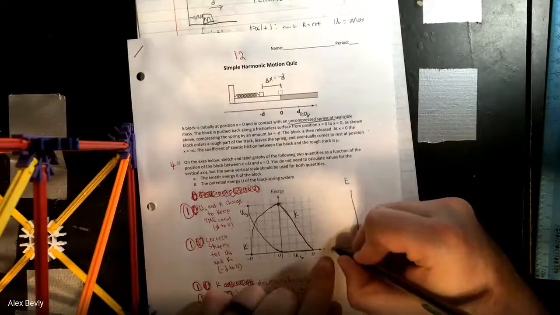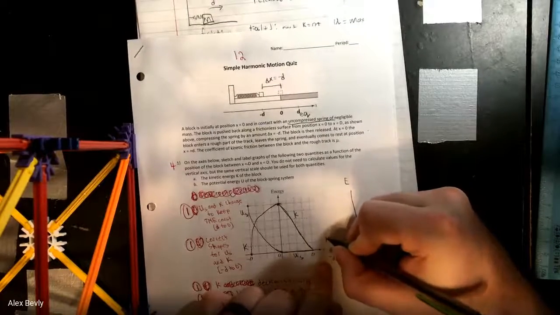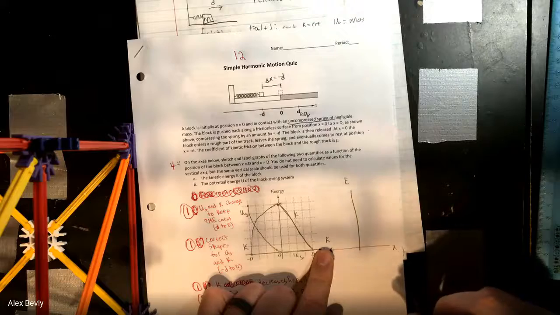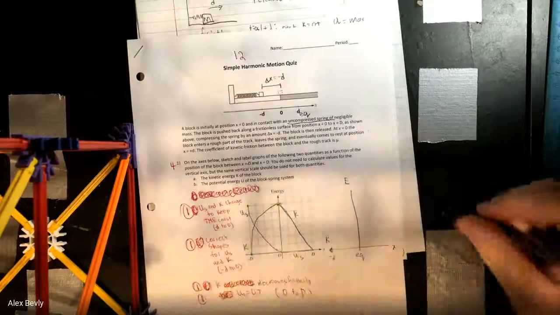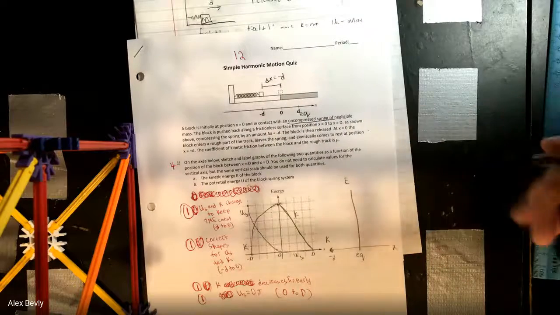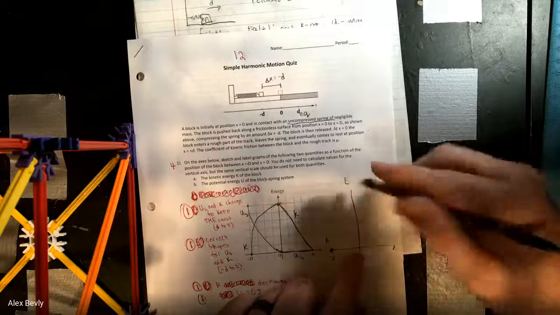So at position negative d, we release from rest. So I have kinetic energy here. Again, be sure to label. Then I go through equilibrium. And again, if there's no friction, spring and system equilibrium are the same. So at equilibrium, what can I say about my kinetic energy?